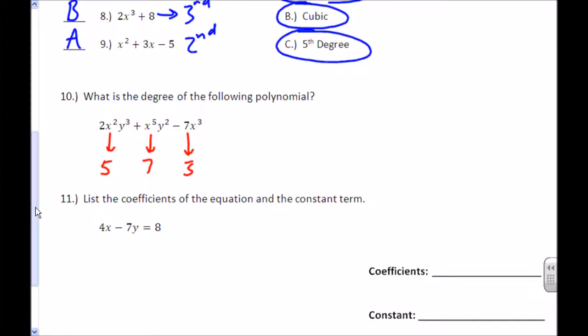And so now the degree of the polynomial is equal to the highest degree monomial term. The highest degree monomial term is the one in the middle, which is the 7. So the degree of this polynomial is also a 7. So this is a 7th degree.